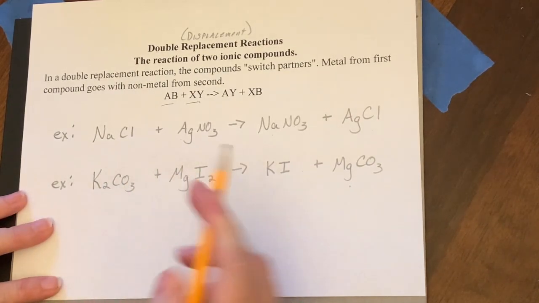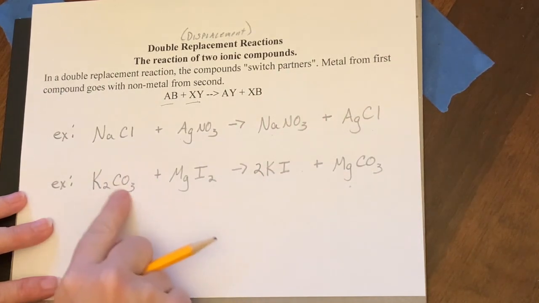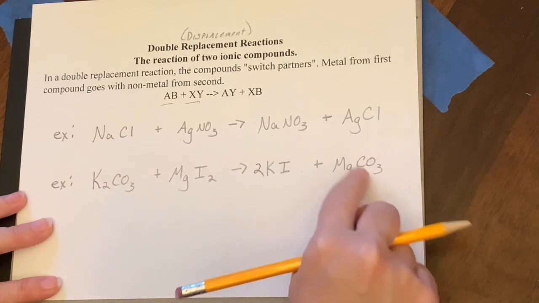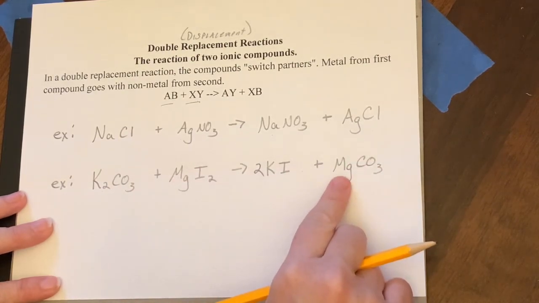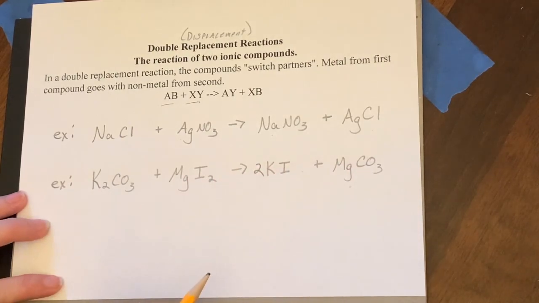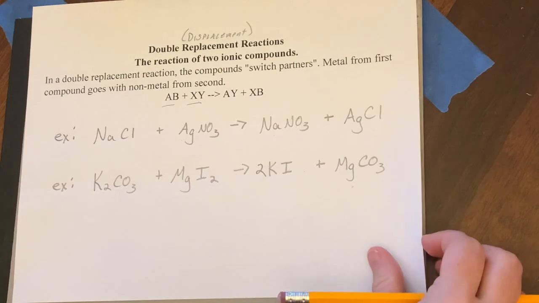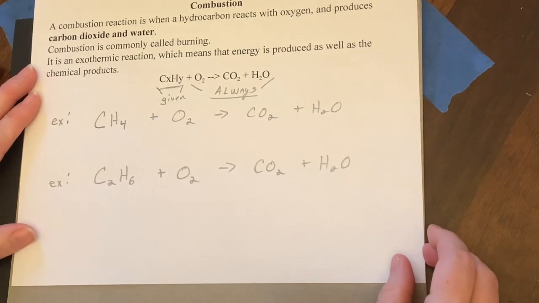Potassium, I have 2 on the left, so I'm gonna put a 2 there. Carbonate, CO3, I have a single CO3 here, I have a single CO3 on the right, good to go. Magnesium, 1, 1, good. Iodine, 2, 2, that one is balanced, and that's good to go. All right, last set of ones to look at from our notes.